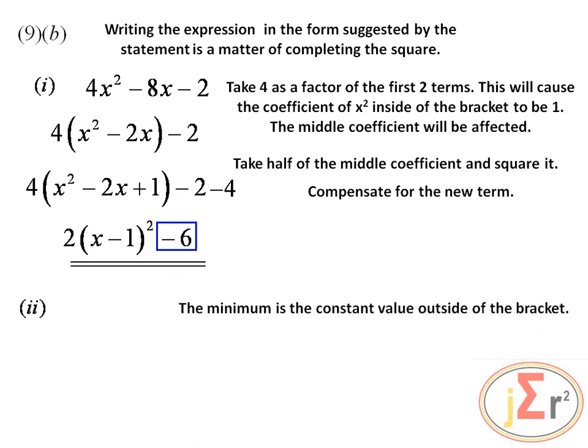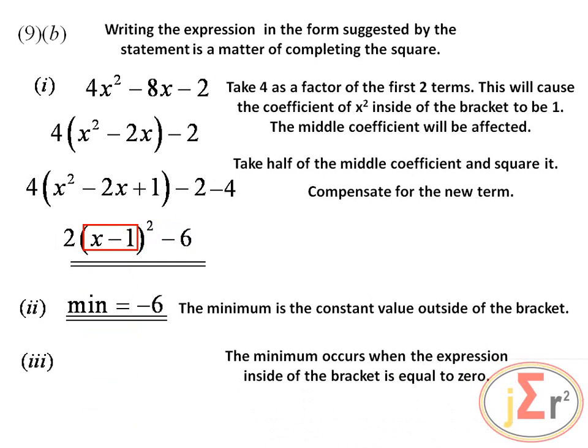We need to determine now the minimum value of the expression. The minimum value will be that constant value that is outside of the brackets. So the minimum of the entire expression will be negative 6. The minimum occurs when the expression inside of the brackets is equal to 0. That is, when x minus 1 is equal to 0, anyone can solve that equation. X is equal to a positive 1, or just 1.